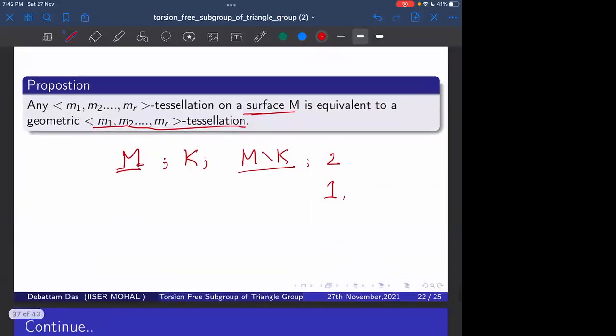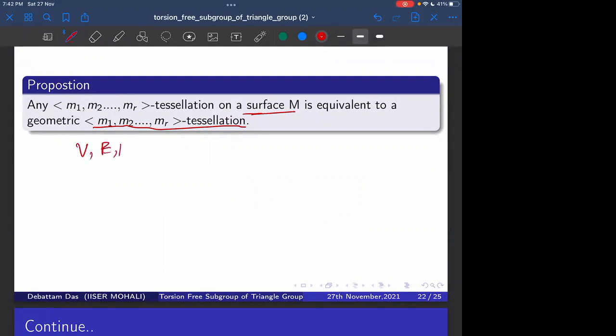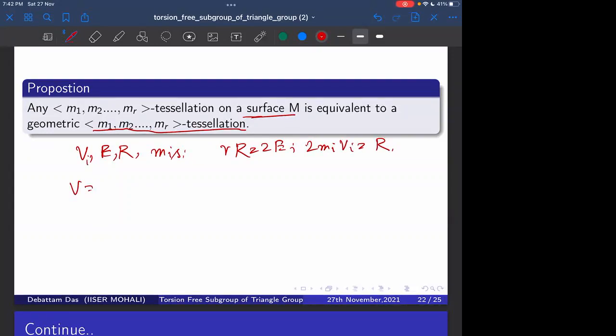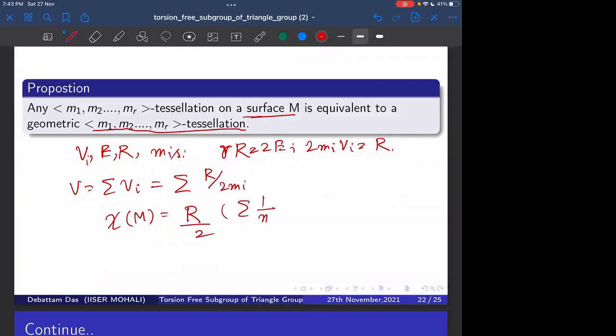Okay, I have to say some other things. Previously we saw the conditions for V, R and the mi, that they are equal to 2mi, 2E, and 2mi Vi equals R. And V equals the sum over i of R by 2mi. Okay, so the characteristic of M, which is R by 2.